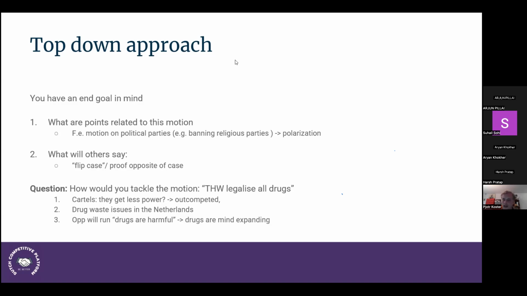Another example is euphoria, reducing stress. That's a good example of why drugs are going to be mind expanding.